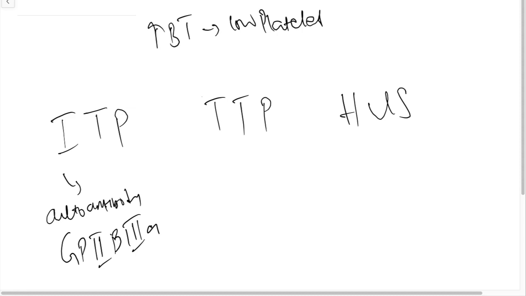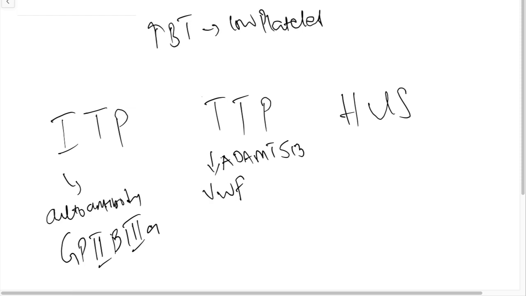Then what is the pathophysiology of TTP? Pathophysiology of TTP is when you have destruction of ADAMTS13, or decreased ADAMTS13. What's the function of ADAMTS13? ADAMTS13 helps to cleave what? It helps to cleave the multimers of von Willebrand factor.